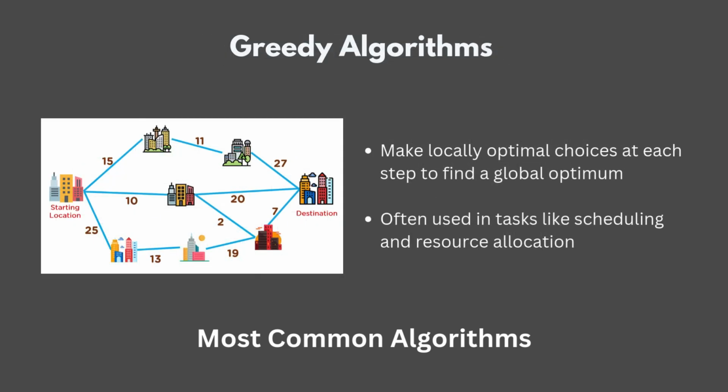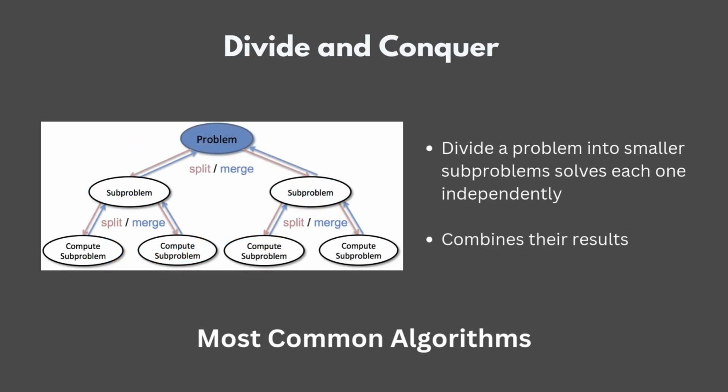Greedy algorithms. Algorithms that make locally optimal choices at each step to find a global optimum are often used in tasks like scheduling and resource allocation. Divide and conquer, a technique that divides a problem into smaller subproblems, solves each one independently, and combines their results. Quicksort and merge sort are classic examples.